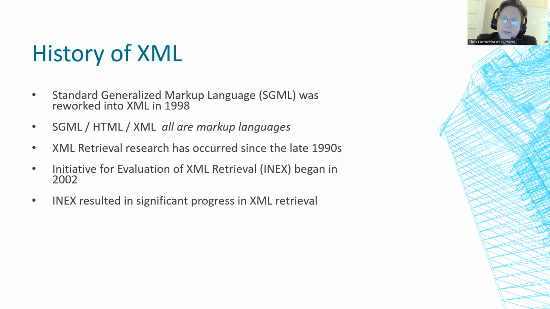Since XML's been around since 1998, naturally, XML retrieval research started around the same time, in the late 1990s. But it wasn't until 2002 that an actual bona fide designated evaluation test collection and measures and models for testing XML retrieval was developed. And that's called the Initiative for Evaluation of XML Retrieval, known as INEX or INEX. I don't know how to pronounce it.